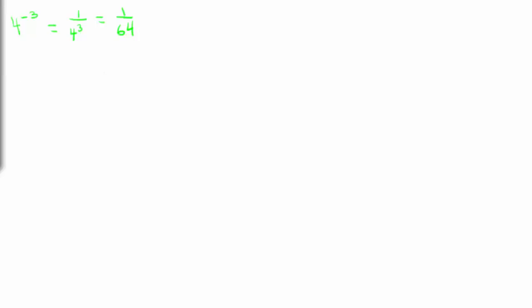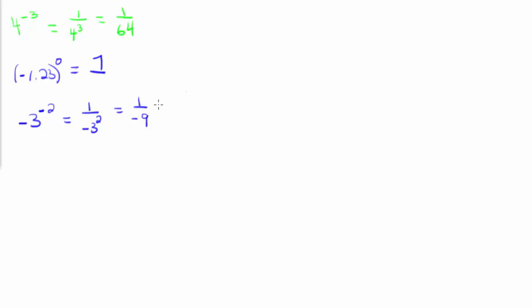I'm actually going to change the color here. All right, the second one, negative 1.23 to the 0. Remember, anything to the 0 power is just 1. That's it. You're done with that problem. The next one, negative 3 to the negative 2. That's the same as 1 over negative 3 squared, which is 1 over negative 9.